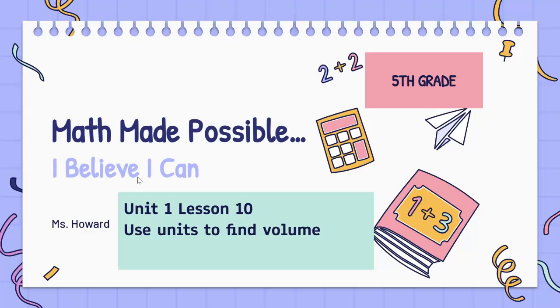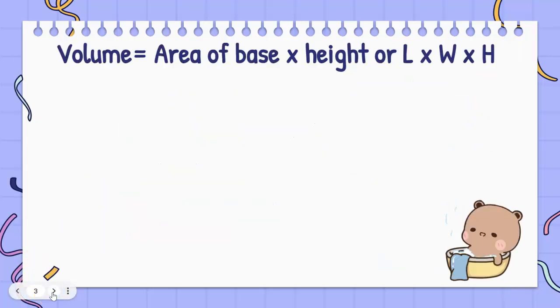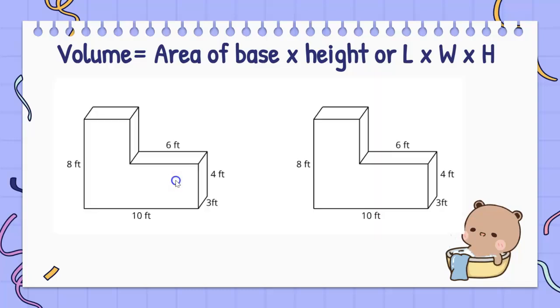I'm your current teacher, Ms. Howard, and today we're going to be reviewing Illustrative Maths Unit 1, Lesson 10. We're going to be using units to find volume. Here is our formula for volume. We said that volume equals the area of the base times height. That's one formula, or length times width times height.